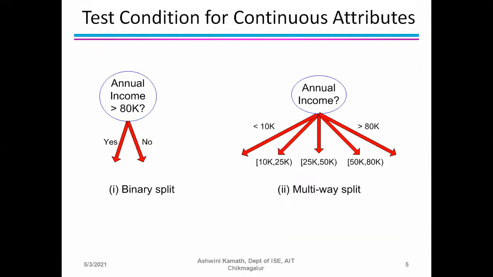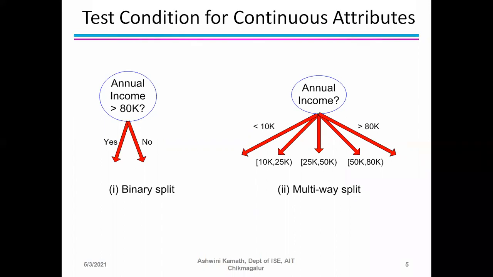The test condition for continuous attributes. On the left hand side, the first diagram, is a binary split. We can check whether annual income is greater than 80K. That is the question. Annual income greater than 80K: yes or no? That is the answer. So it's a binary split.